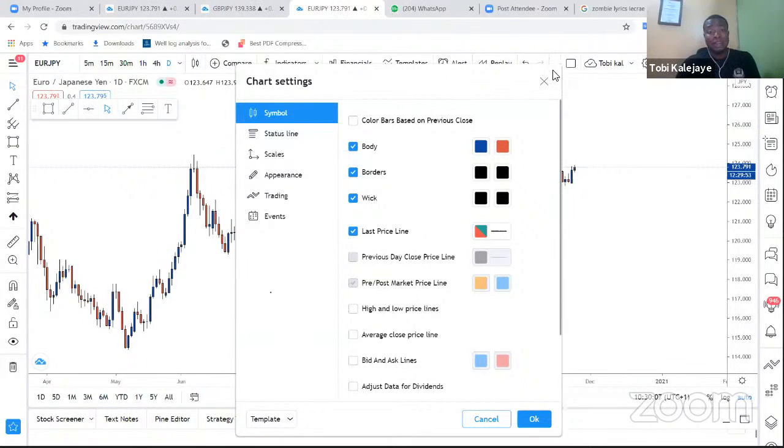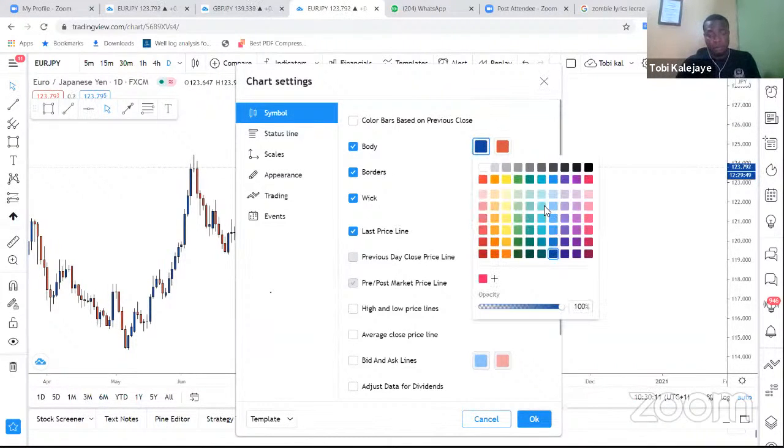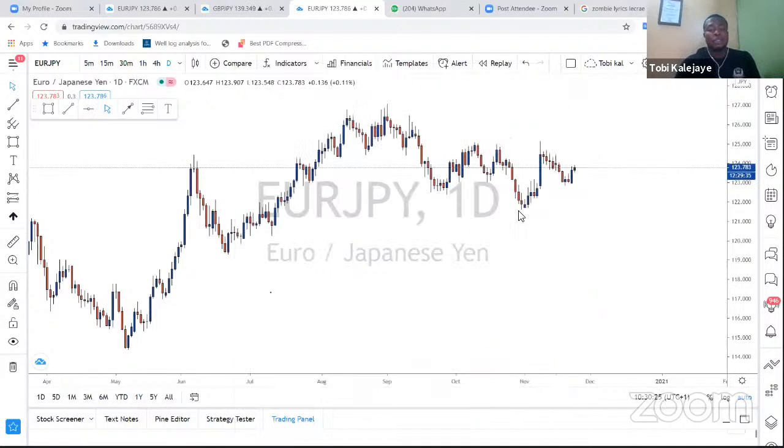On TradingView, you could just click on settings, and then you can change the color to whatever you love, whatever you want it to be. Some people use green, and you can see that's changed to green. But I think I'm in love with blue, so I always like to leave it that way. No hard and fast rule.